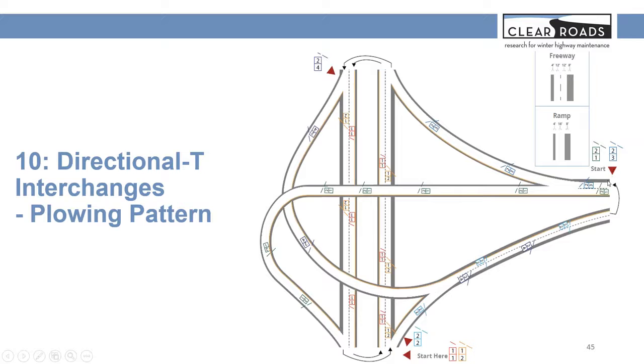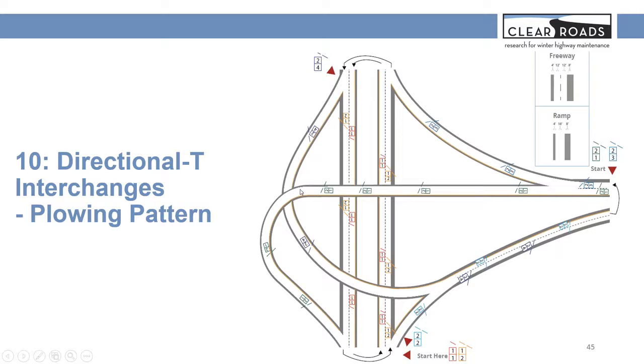And track number 2, starting from here to clear the minor road ramp. So pass number 1, use the front and right wing plow, push snow to the right and clear these inner lines, and then continue to proceed onto the on-ramp. Continue, you'll use the front plow and right wing plow to push snow to the right.